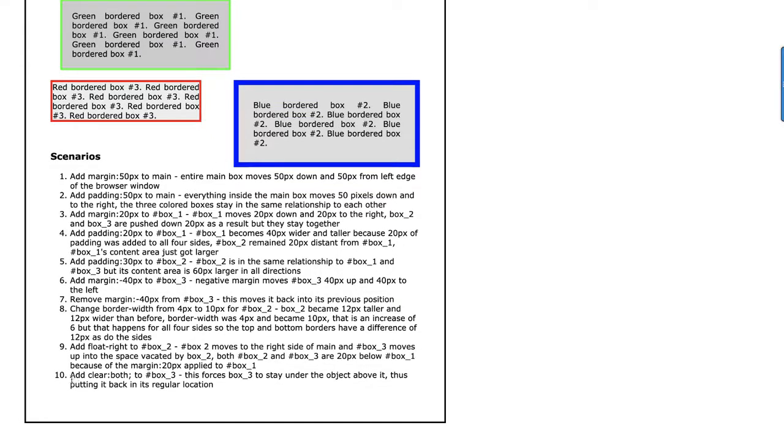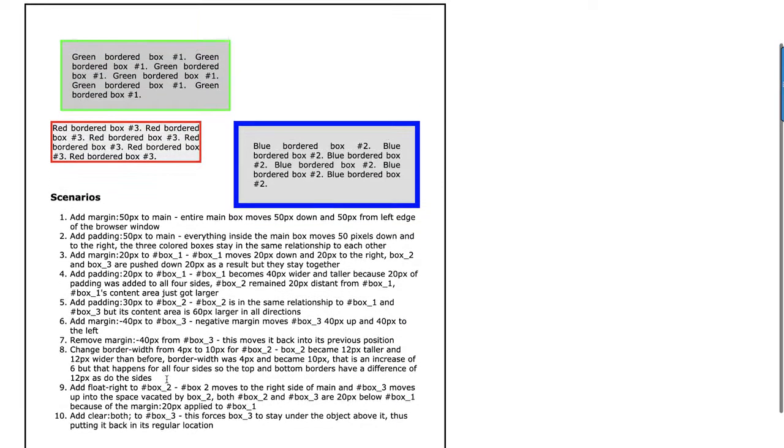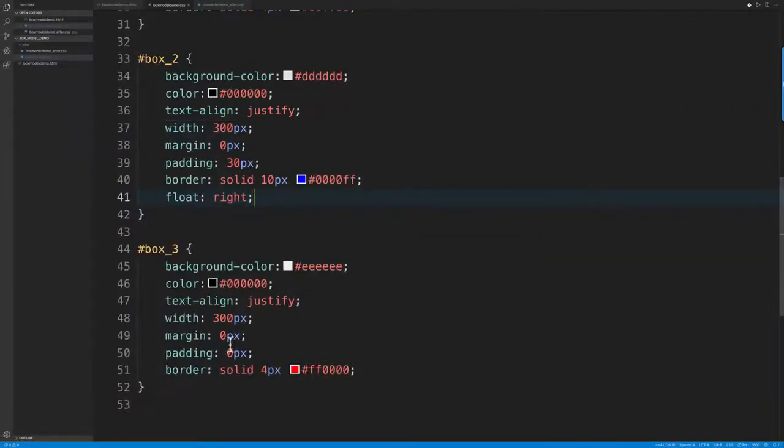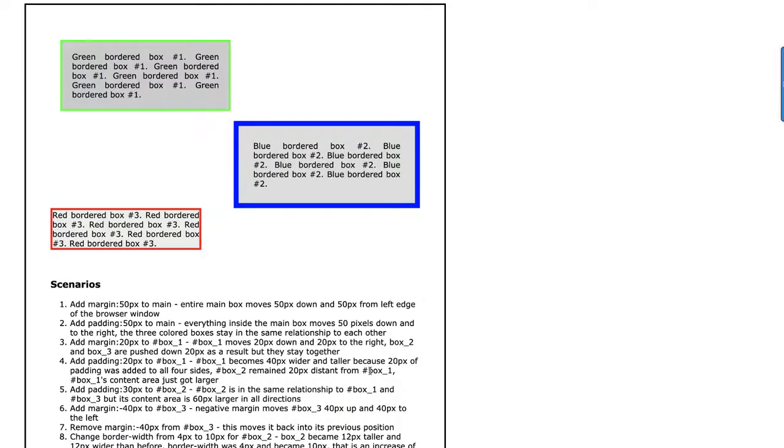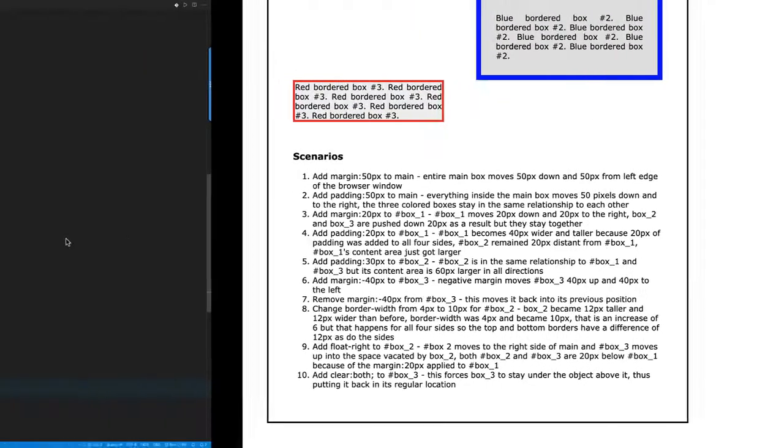Last one. Add clear both to box number 3. So what that's going to do now, again, look where box 3 is. This is box 2 on the right with the blue border, and box number 3 is on the left, right? So if you go here now into box number 3 and say, hey, clear both. Clear both. Ready? You see what it did? It cleared the margins on all sides, top, bottom, left, and right, and it was able to go into its proper spot. All right, so what I want you to do is go through the code.